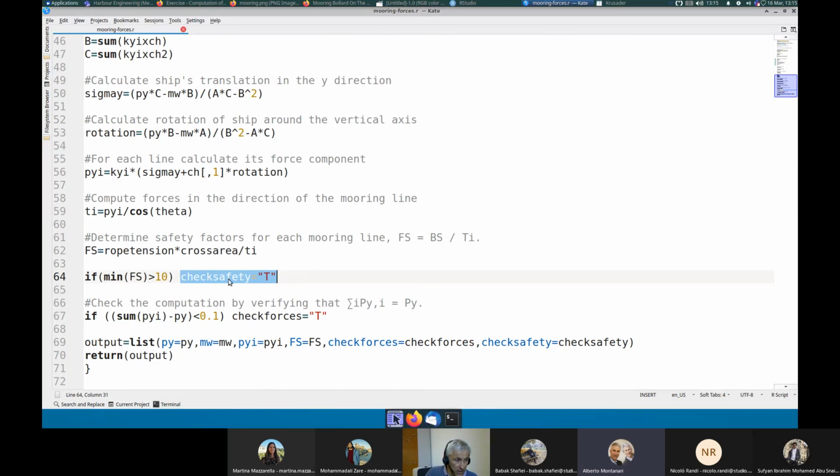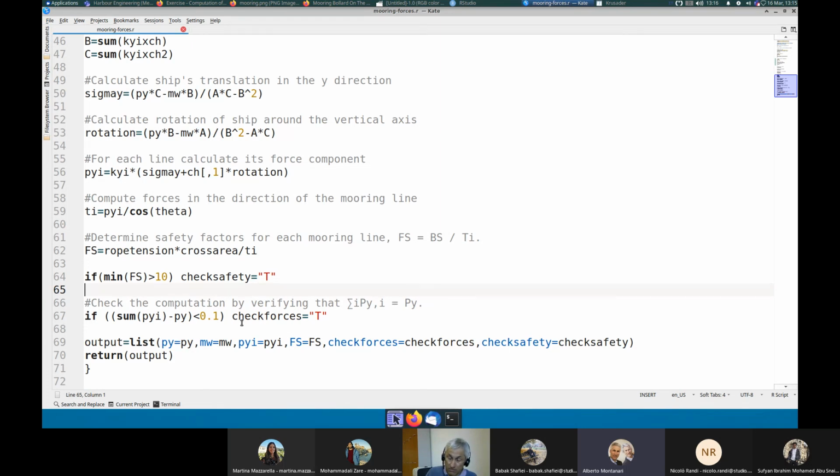And then, sorry, let me make another check. Let's check the computation by verifying that the sum of the forces along the mooring lines is equal to the wind forcing. So if the sum of PYI minus PY is less than 0.1, I'm not requiring that it's equal to 0, because you know there is some numerical approximation here. So this difference will never be 0.